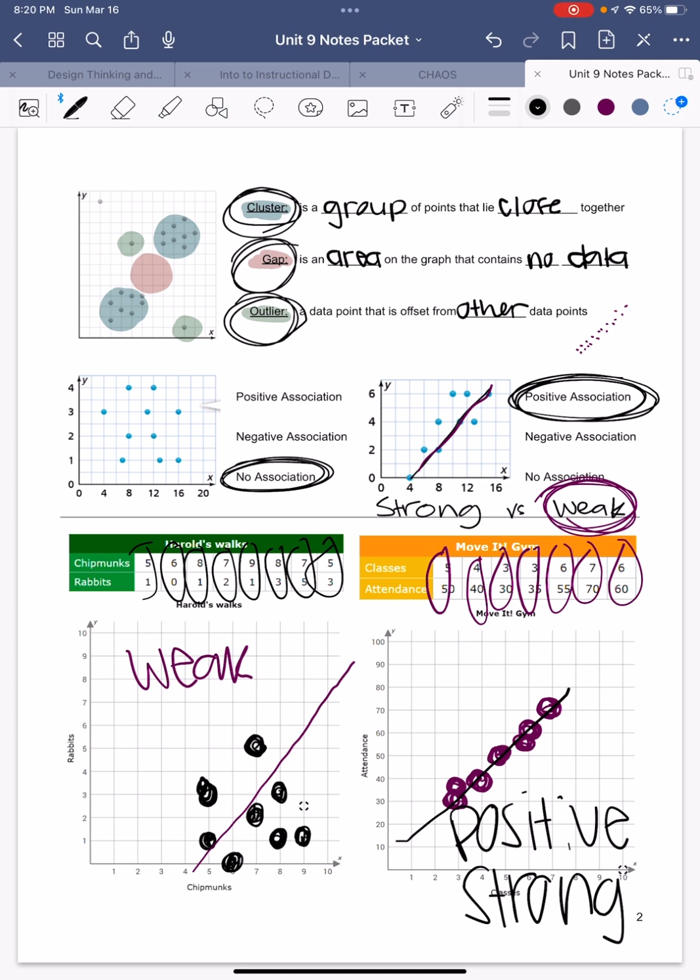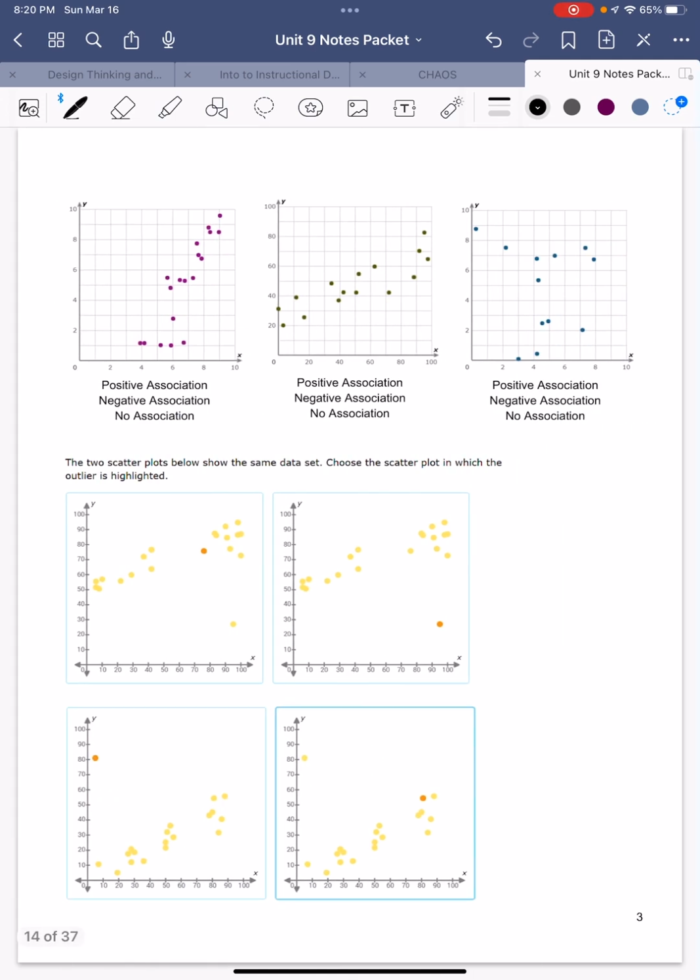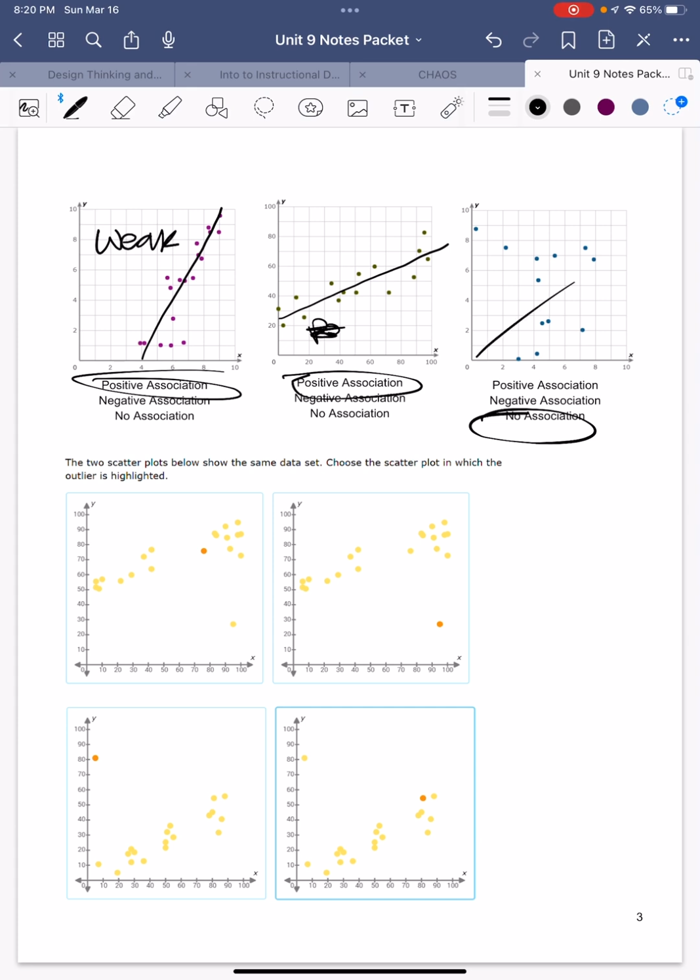All right, last page we're going to go through. This one is a positive association as they go up, but I would say it's pretty weak, kind of strong with some gaps. This one, again, is a positive association. And this one would be no association. You can't really tell if it's going up or down.